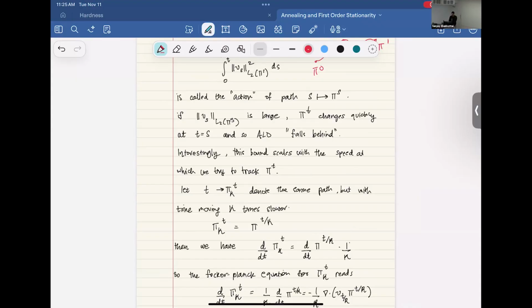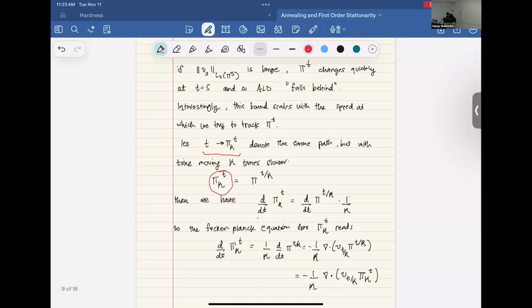Okay, so what we're going to talk about now is why, when I scale kappa, the action changes as well, right? So the action scales in kappa. Imagine this new path, pi sub kappa of t, which is moving kappa times slower. It's just equal to pi of t over kappa. So at time t, it's only gone to t over kappa instead of to t, which is what pi of t did.